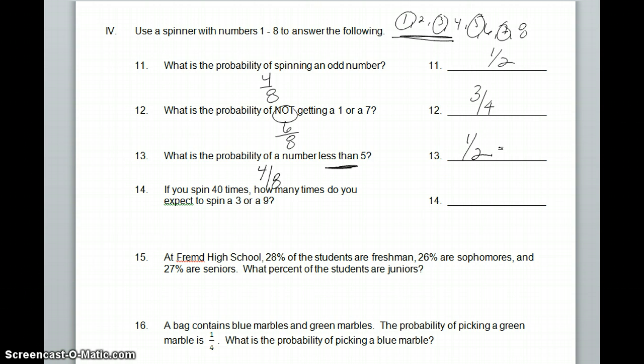Okay. And if you spin 40 times, how many times do you expect to spin a 3 or a 9? Okay, now notice this is not a trick question. It does say a 9 to try to throw you off. There is no 9 on the spinner, so you can't count that as a successful outcome. So you only have the 3, so 1 over 8 times 40, and you get 5 times. Okay. Once again, you cannot count that as a success because 9's not even on the spinner to begin with.